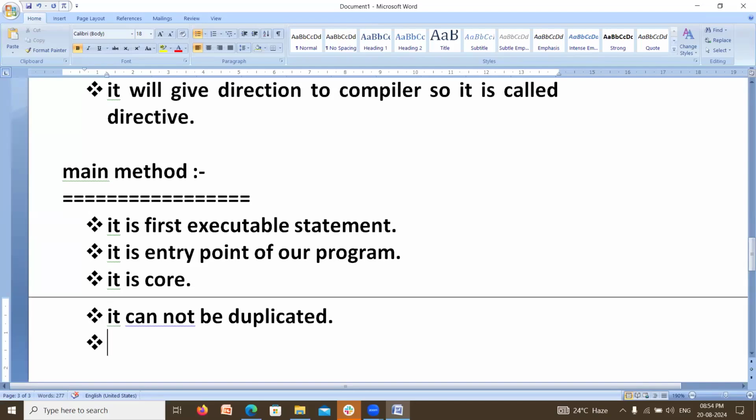You need to write the code of main method. So it is a user defined function. User means you. User defined function means you need to write the solution. You need to define the main method. So it is called user defined function.